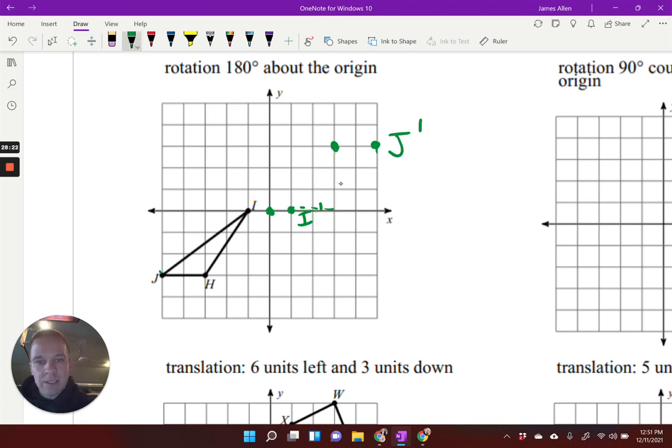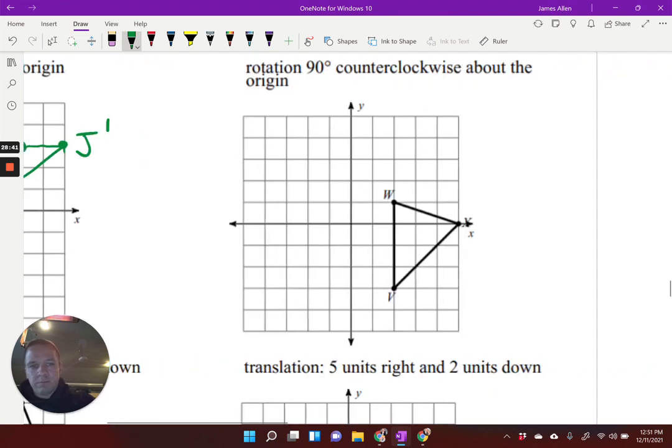Let me get rid of that. So that's H prime. And get rid of my origin. Okay. So let's see if this looks right. It's always good to be like, hey, does that even look normal? Does it look distorted? Like, what's going on? That definitely looks like it's been rotated that 180 degrees. I like it. That's perfect. That's fantastic. Let's do a different one.